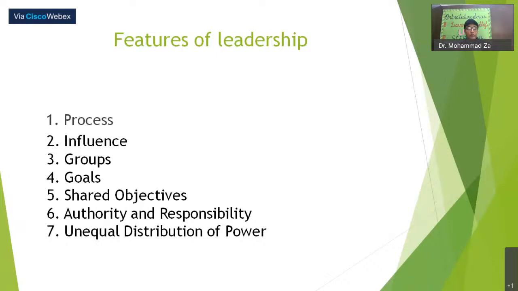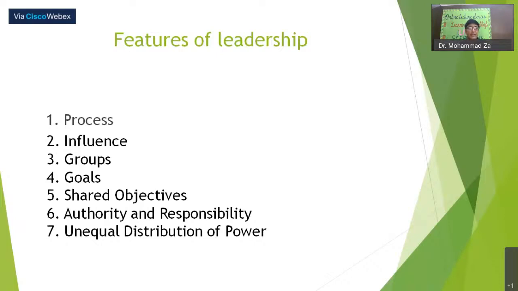The next point is goals. Under leadership, there are certain goals which a leader wishes to achieve. In the same way, a teacher is also a leader. He or she wants to achieve certain goals, learning objectives. For that, he provides certain experiences or creates certain conditions in order to achieve the desired goals and objectives.